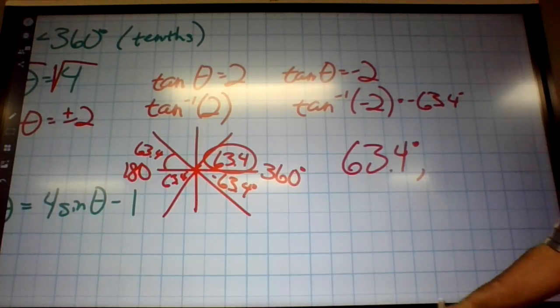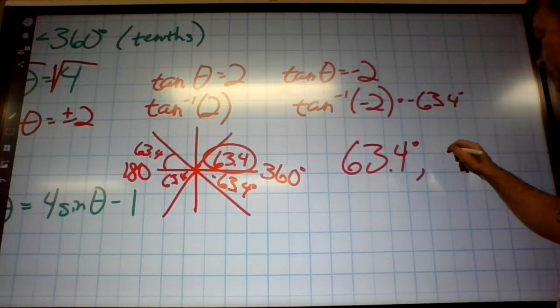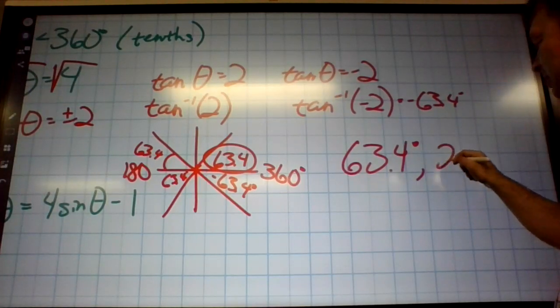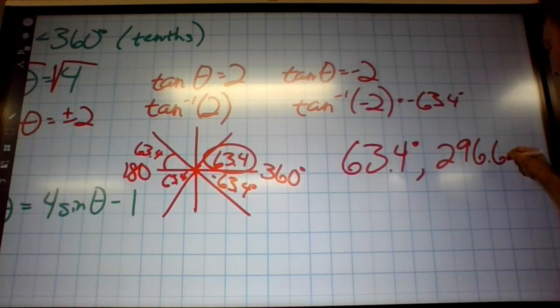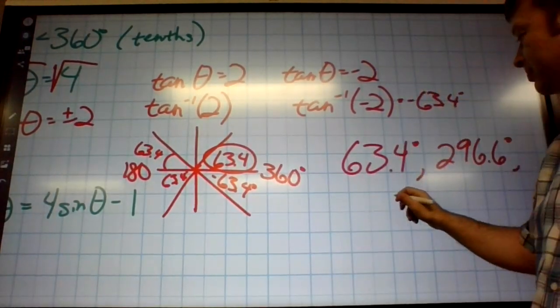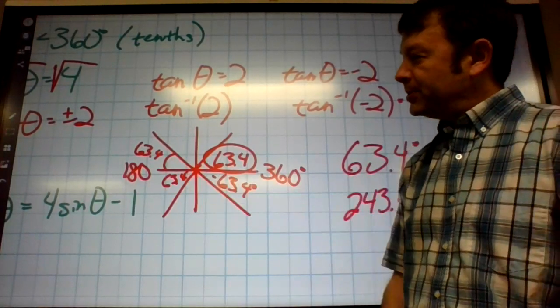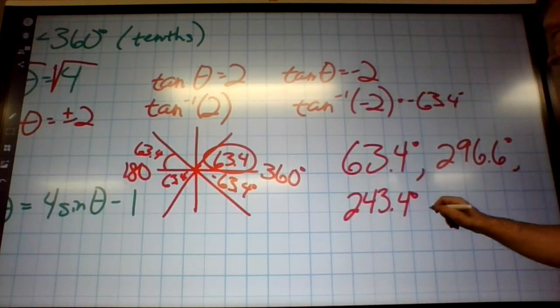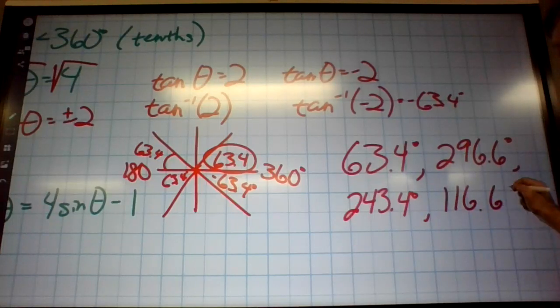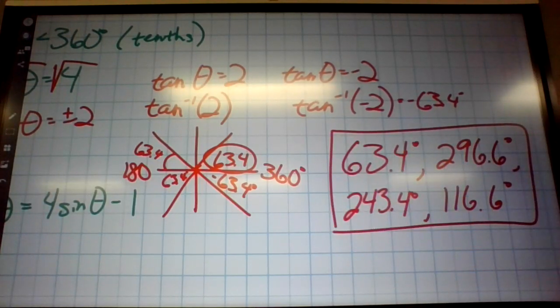Okay, what would this be? 360 minus 63.4 would be 296.6. Did I do that right? Yeah. And then this 180 plus would be 243.4. And 180 minus would be 116.6. See, that's not too bad, right?